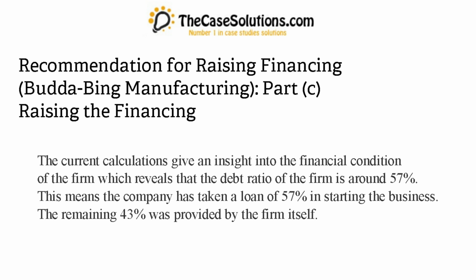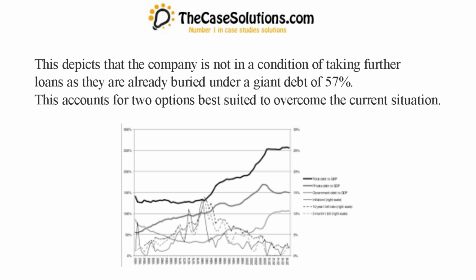The current calculations give an insight into the financial condition of the firm, which reveals that the debt ratio of the firm is around 57%. This means the company has taken a loan of 57% in starting the business. The remaining 43% was provided by the firm itself. This depicts that the company is not in a condition of taking further loans as they are already buried under a giant debt of 57%. This accounts for 2 options best suited to overcome the current situation.